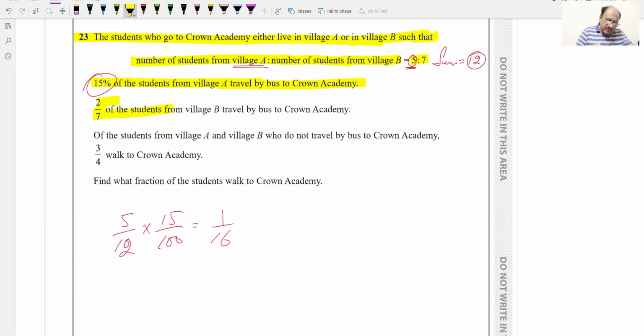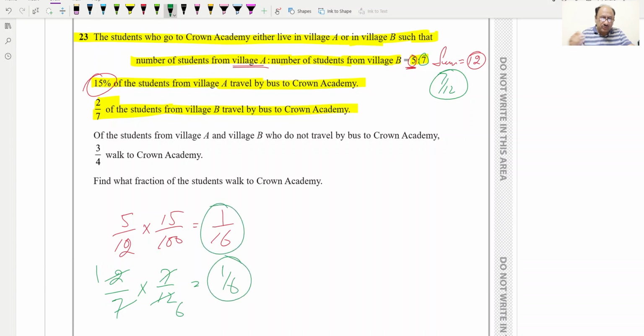and this will be equal to 1 over 16. And next they are saying 2 by 7 of students from village B travel by bus to Crown Academy. So 2 by 7 of B, which is 7 over 12 as its ratio. So we can check 7 over 12, and 7 will be cancelled, and 2 ones are 2 and 2 sixes are 12. So 1 over 6 will be for this one.